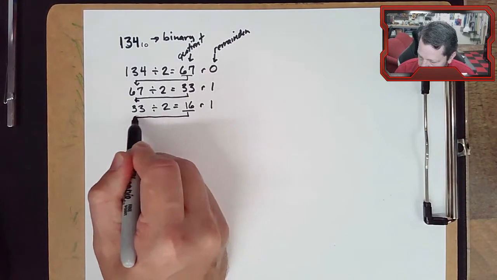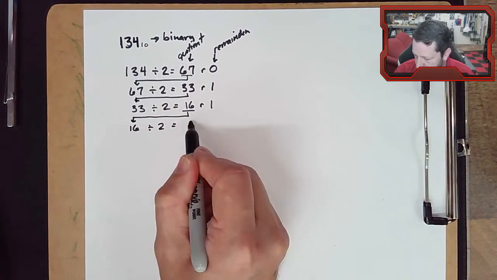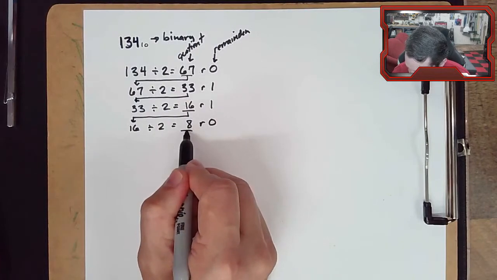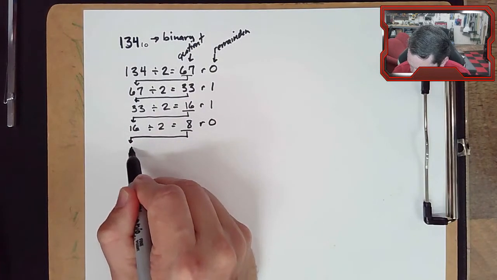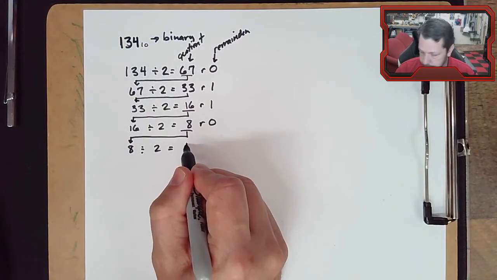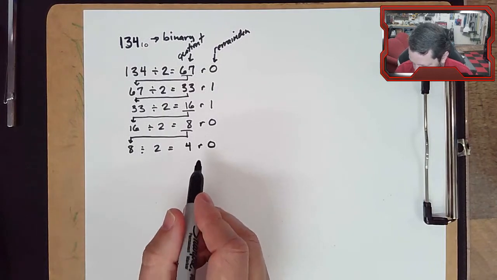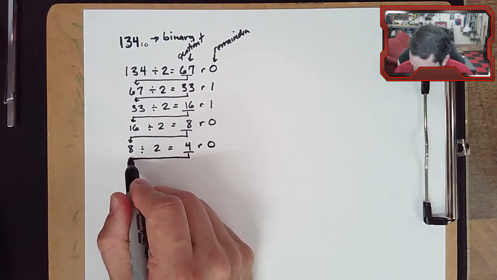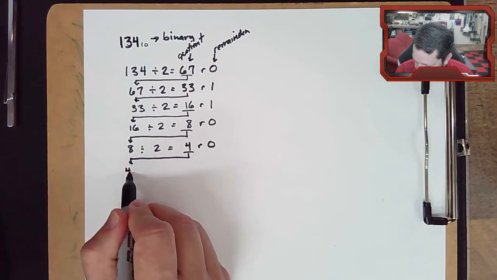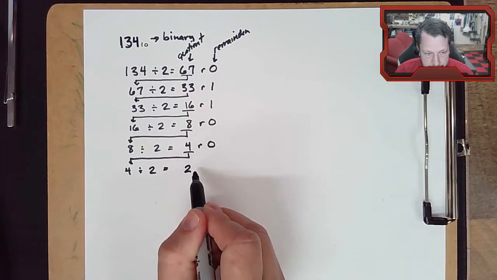We take the 16 over and divide it by 2. You have 8, remainder 0. The 8 divided by 2, so you have 4, remainder 0. But the quotient isn't 0 yet, so we're still carrying on. So the 4 divided by 2 is 2, remainder 0.